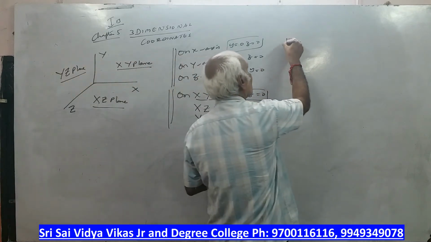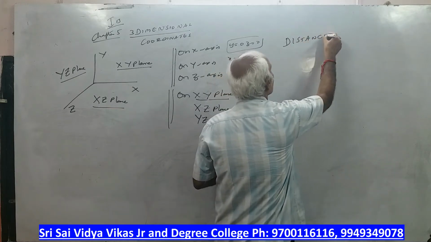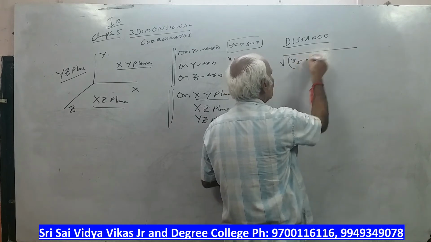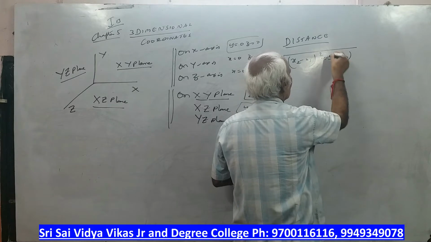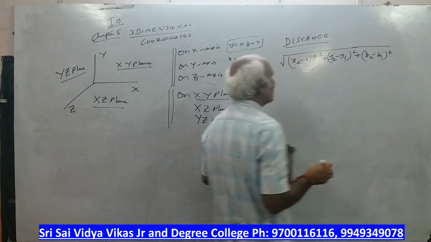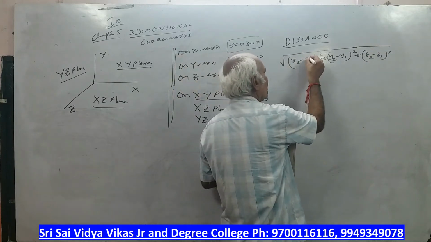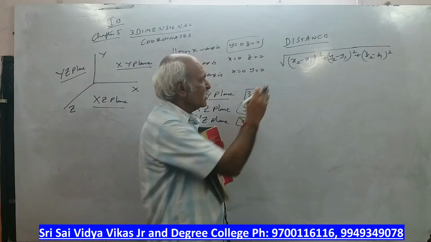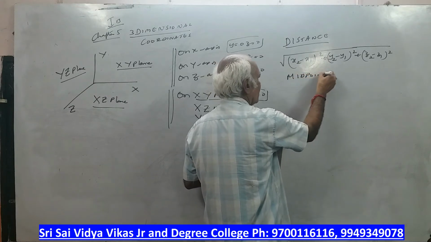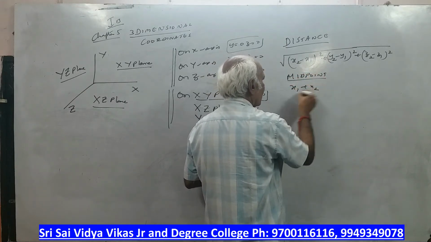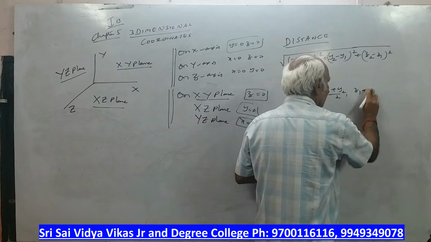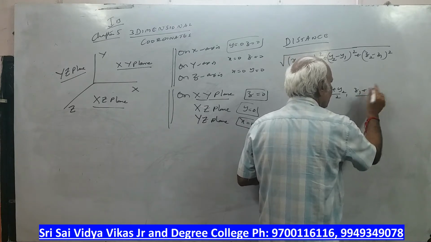Next, distance formula. What is the distance formula? Root of x2 minus x1 whole square plus y2 minus y1 whole square plus z2 minus z1 whole square. Which formula is coming? Means you know up to here two dimensional, three dimensional is z. Midpoint. What is the midpoint formula? x1 plus x2 by 2, y1 plus y2 by 2, z1 plus z2 by 2. Same formulas, extra we are writing z.